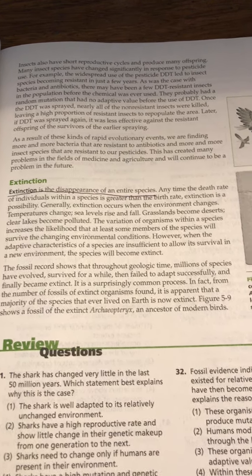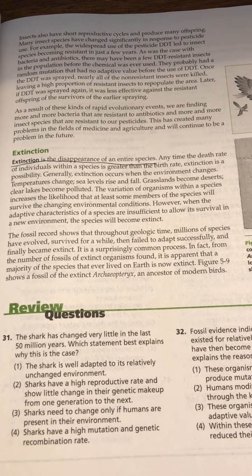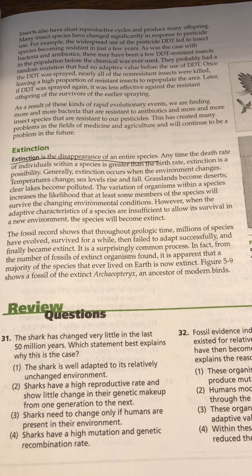However, when the adaptive characteristics of a species are insufficient to allow its survival in a new environment, the species will become extinct. The fossil record shows that throughout geological time, millions of species have evolved, survived for a while, then failed to adapt successfully, and finally became extinct. It is a surprisingly common process, in fact. From the number of fossils of extinct organisms found, it is apparent that a majority of the species that ever lived on Earth are now extinct.